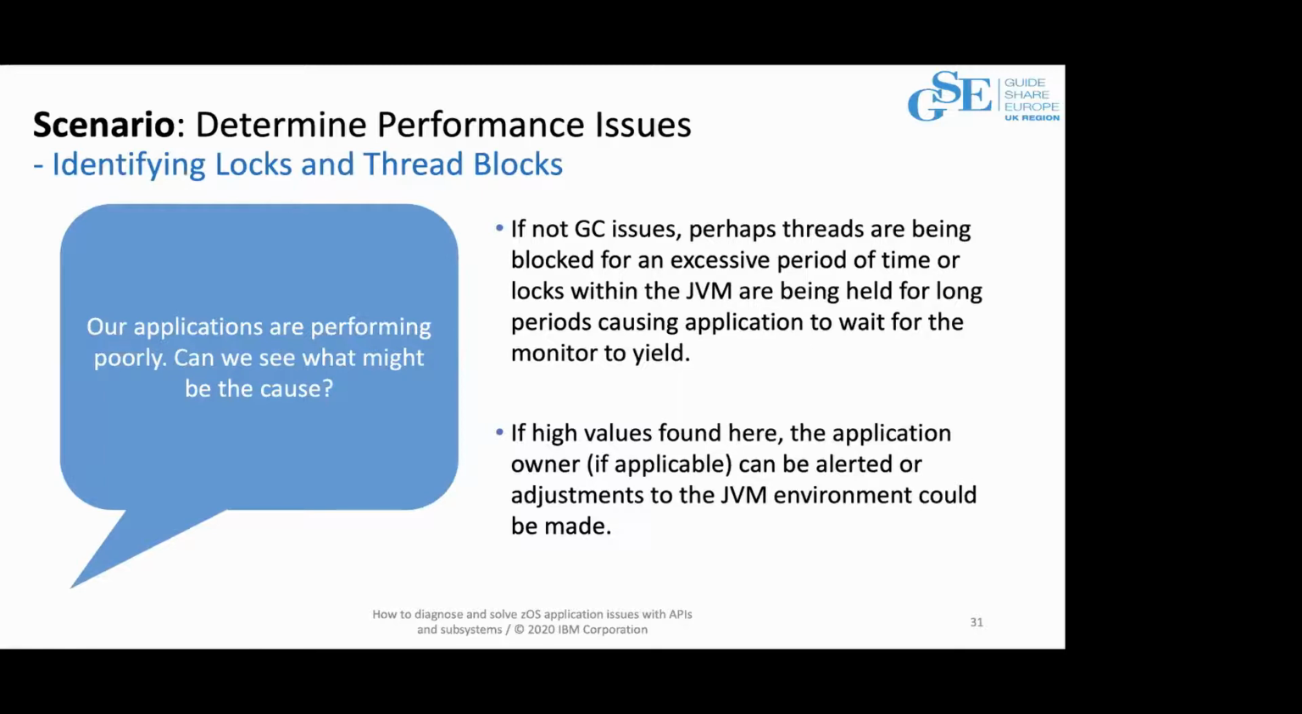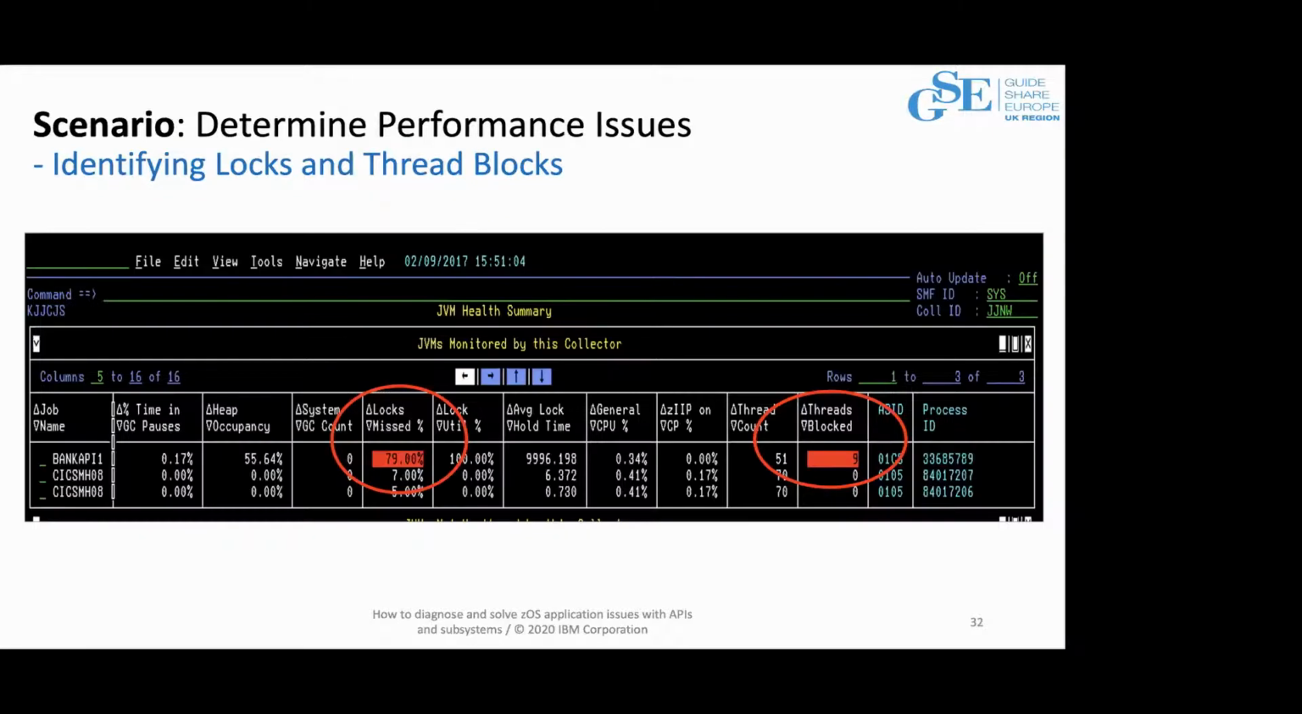So in this screen, if there are no GC issues, perhaps threads are being blocked for an excessive period of time, or locks within the JVM are being held for long periods, causing an application to wait for the monitor to yield. If a high value is found here, the application owner can be alerted, and adjustments for the JVM environment could be made. So in this screenshot, we can observe multiple attributes which may highlight potential performance issues. For example, object locks missed, this is the locks missed percent, and threads that are blocked by another thread, which is the thread blocked column here.